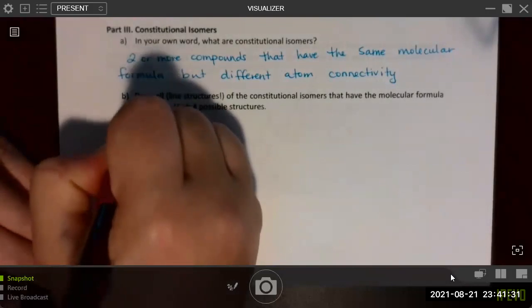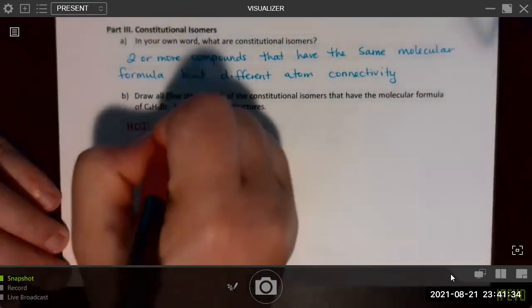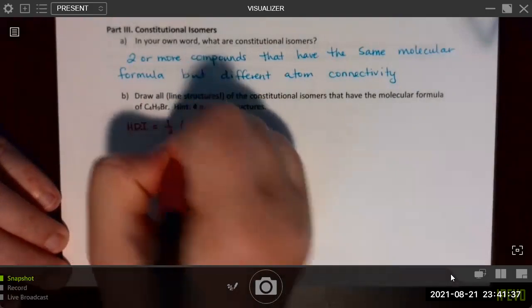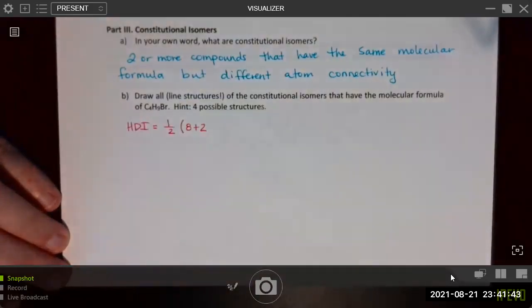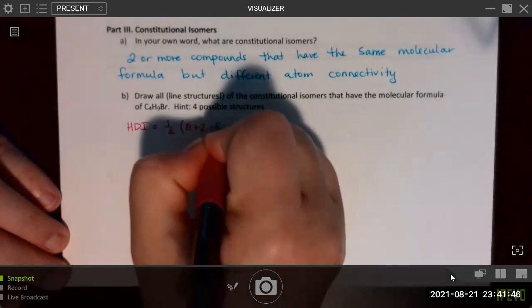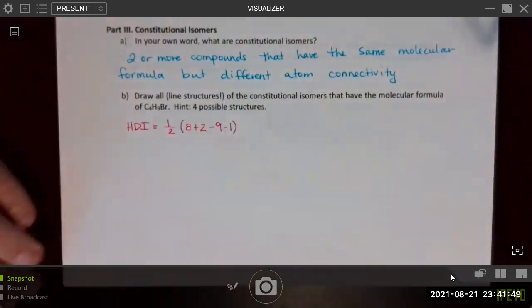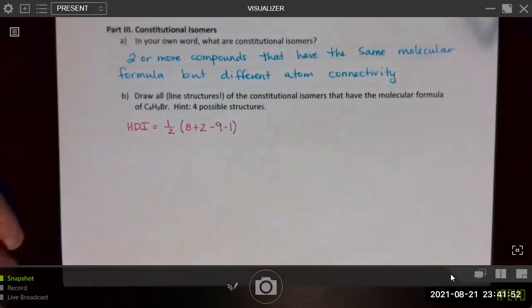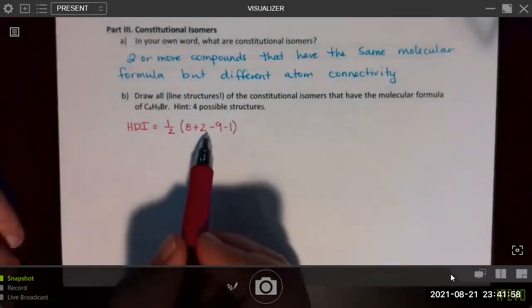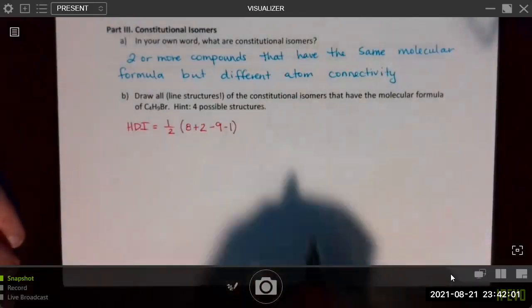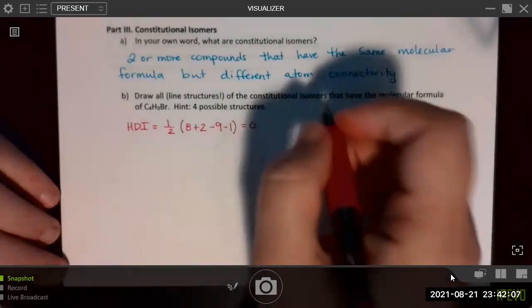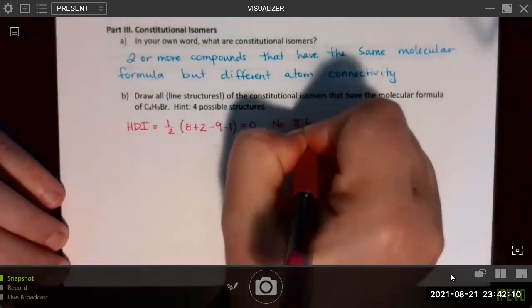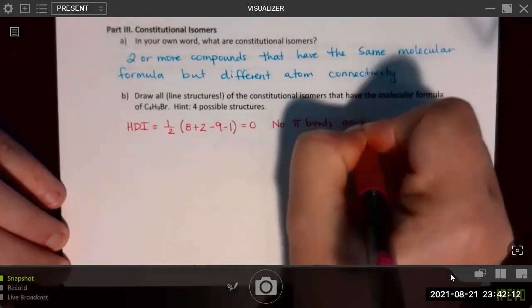So the calculation goes: HDI is equal to 1/2 of 2 times the number of carbons, there are 4 carbons, so 8, plus 2, minus the number of hydrogens, and minus the number of halogens. It does say add the number of nitrogens in the formula, but there aren't any nitrogens. So we do 10 minus 10, 1/2 of 0 is 0. So in this case, we know that the structure can have no pi bonds and no rings.